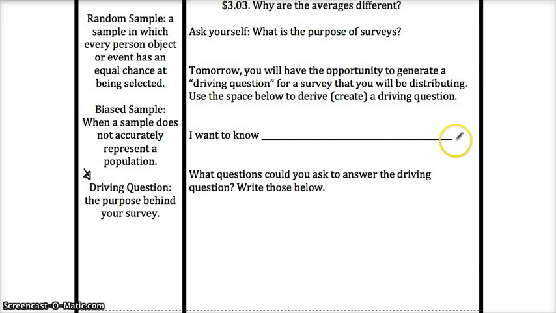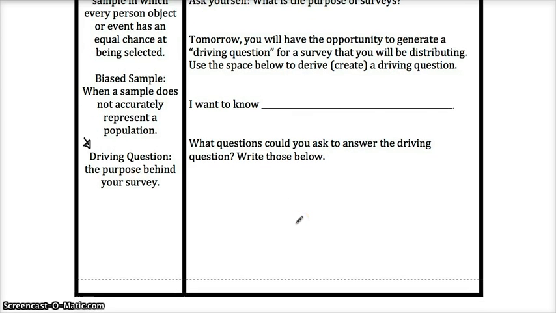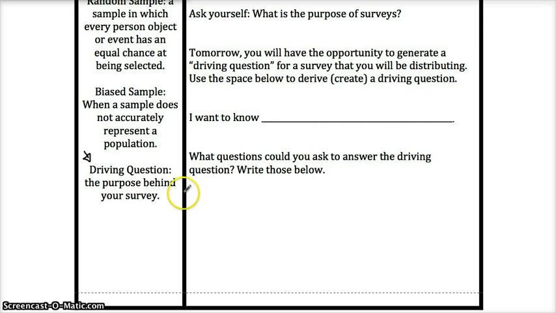It has to be something that you can ask a question about, and that's your next step. What questions would you need to ask in order to answer that driving question? Write those below. If you're trying to figure out what kind of dogs are favorites at the middle school, you could say, do you like Labradors? Do you like poodles? Do you like schnauzers? And so on and so forth, asking different questions to see which students do and do not like different breeds.